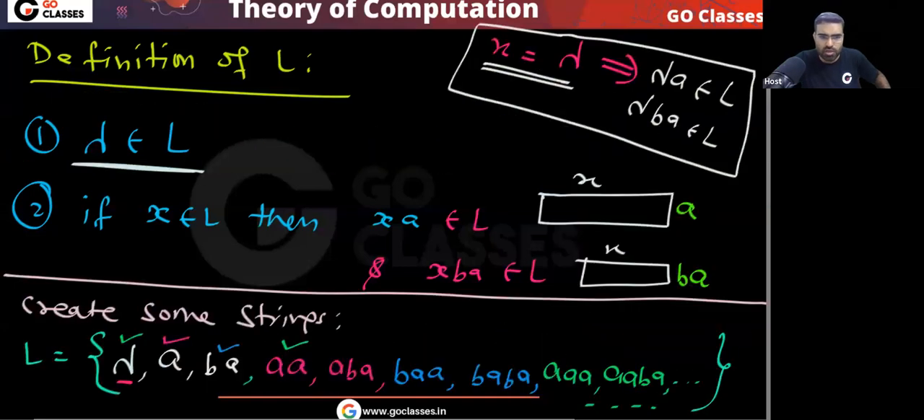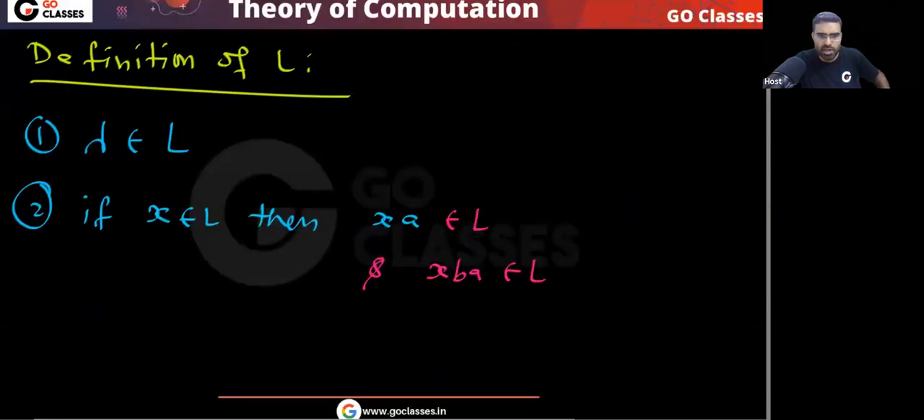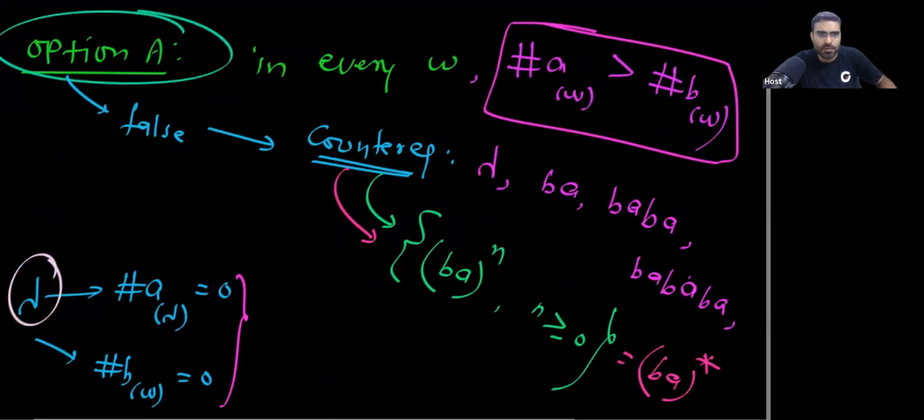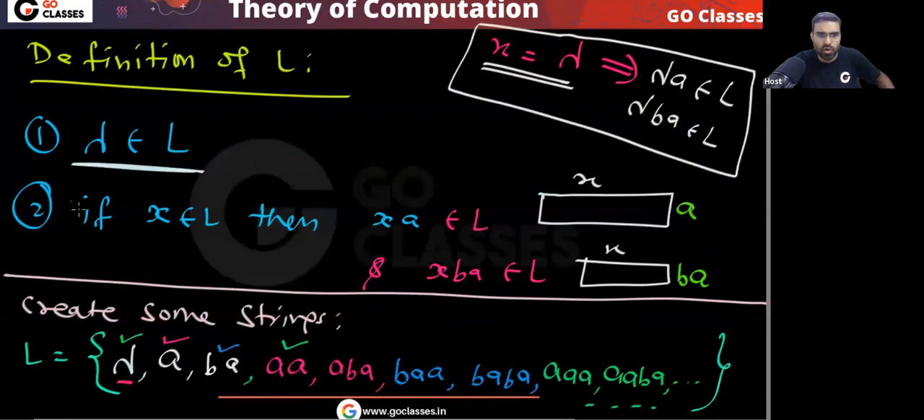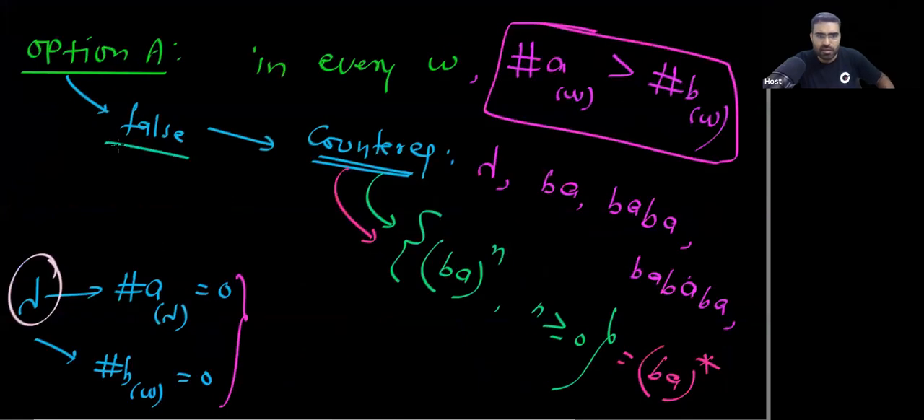Okay, now let's come to our option A. Tell me, is option A false or not? Option A is saying that in every string, the number of A's is more than the number of B's. That is false. And for option A, the counterexamples are these strings. I hope this point is clear. This is also a counterexample.